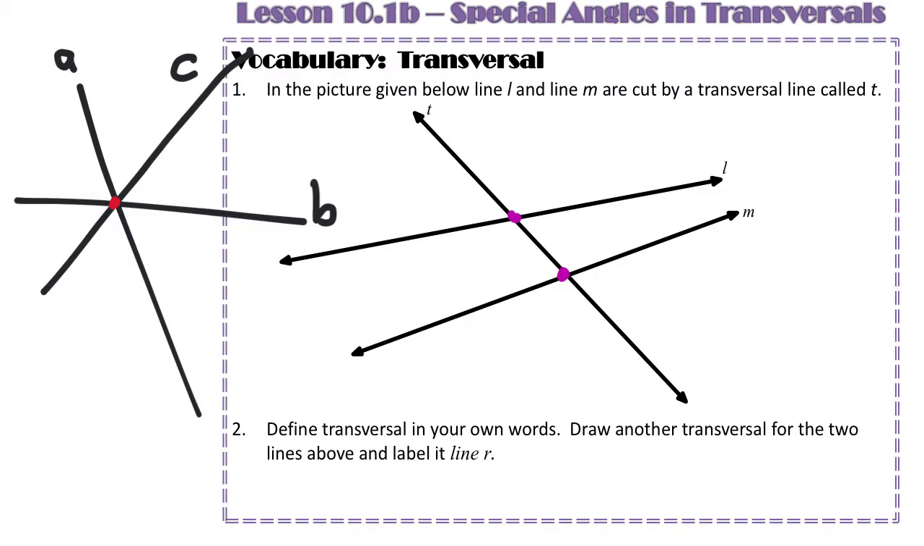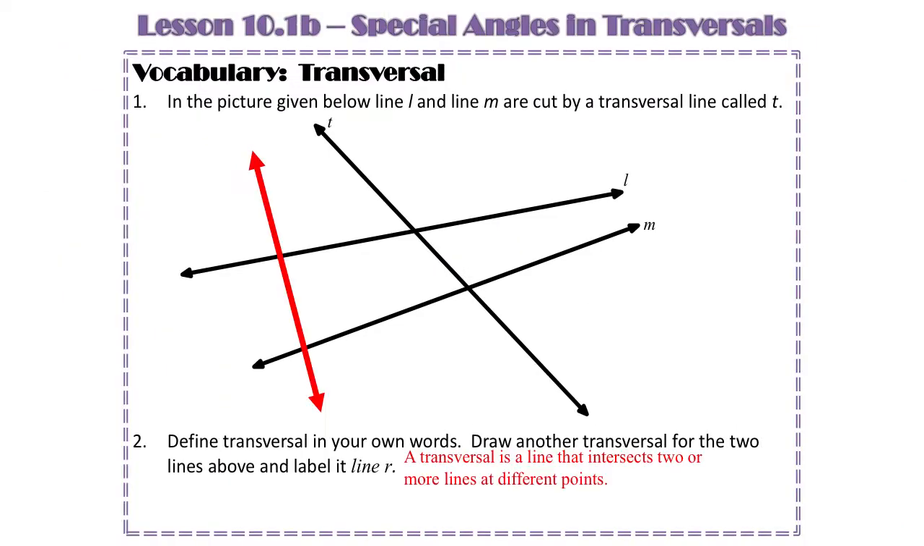So to define transversal in your own words, draw another transversal for 2 lines above. Yeah, we'll do that. It said to label it line R. This is the one that I drew. You didn't have to draw this exact one, but that's the one that I drew. Some students like to put it over here. It's up to you, whatever. Okay, but I put it on the left.